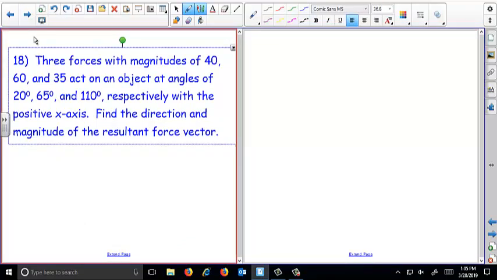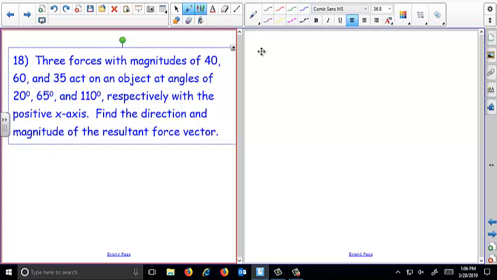Okay, next we've got three forces with magnitudes of 40, 60, and 35 acting on an object at angles of 20, 65, and 110 degrees respectively with the positive axis. Find the direction and magnitude of the resultant force vector. So what we do here is we change these three vectors, which are in terms of magnitude and direction, into component form, and then we add the components together to get the resultant vector in component form, and then we'll use that to find the magnitude and direction of the final vector. We do this a lot in physics.